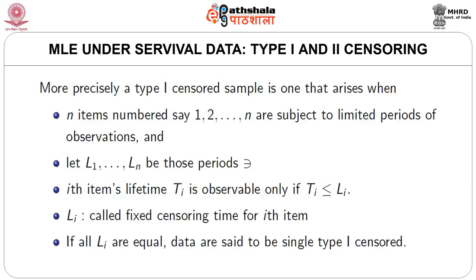More precisely, a type 1 censored sample is one that arises when n items numbered, say, 1, 2 up to n are subject to limited periods of observation, and let capital L1, capital L2, up to capital Ln be those periods such that the ith item's lifetime, denoted by capital Ti, is observable only if capital Ti is less than or equal to capital Li. Here capital Li is called the fixed censoring time for the ith item. If all Li's are equal, the data are said to be single type 1 censored.